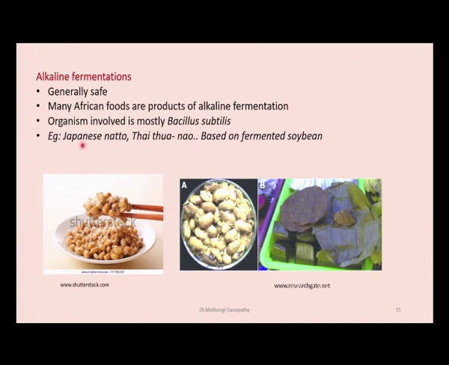And alkaline fermentations are generally safe. Most of the African foods are products of alkaline fermentation. Typical example is natto, Thai food, etc.